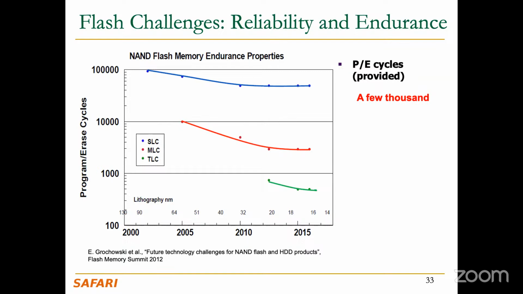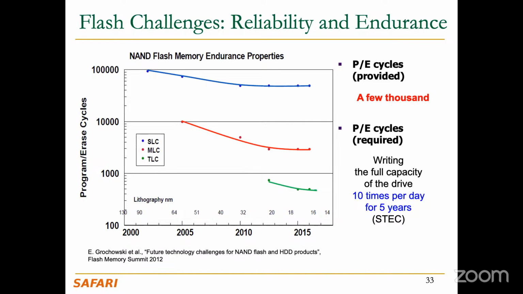And for TLC, actually, just a few, less than 1,000, at least for the measurement that we had in 2015 or so. So the P/E cycles provided from NAND flash memory is around a few thousand. But the P/E cycles required by the standard, which is written in the STEC standard, is that we should be able to write the full capacity of the drive 10 times per day for 5 years. So that's a measurement for the lifetime, right?